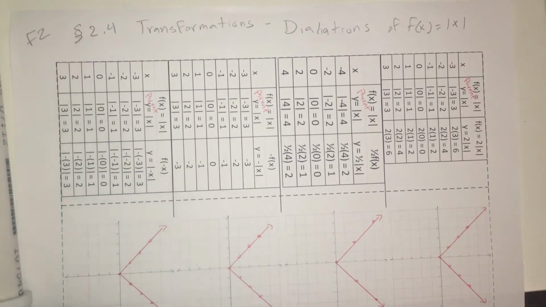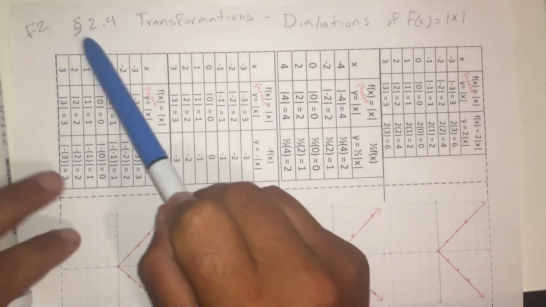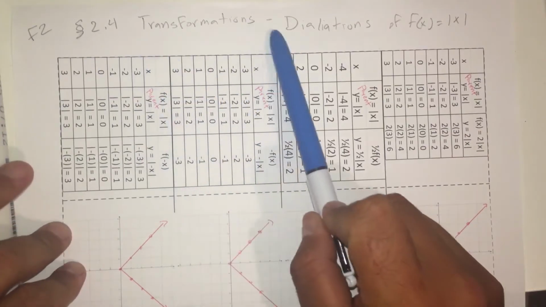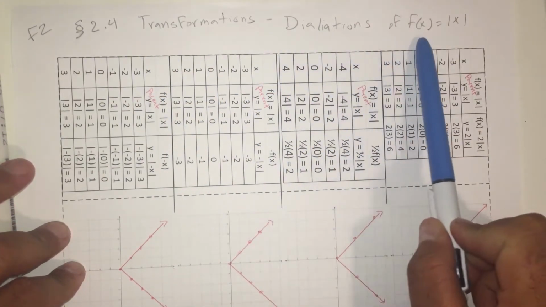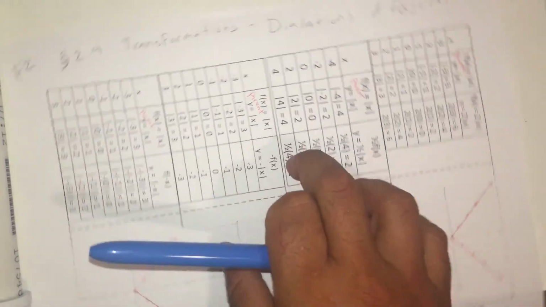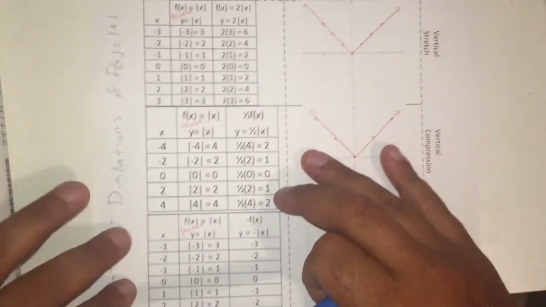Foldable 2, part 1 of Foldable 2. So this is for, where's my little pen? Foldable 2, section 2.4, transformations, and now we're doing dilations of f of x is equal to, we're still using the absolute value function. So we're going to go ahead and go to number 1.